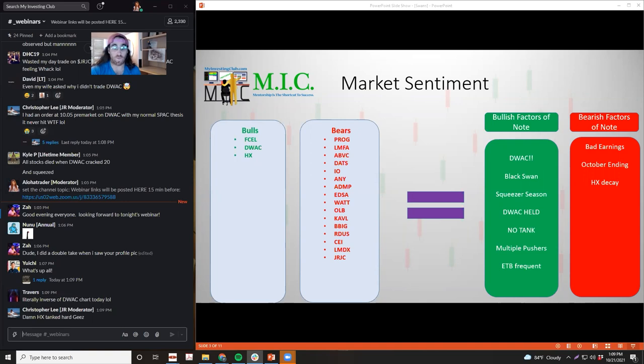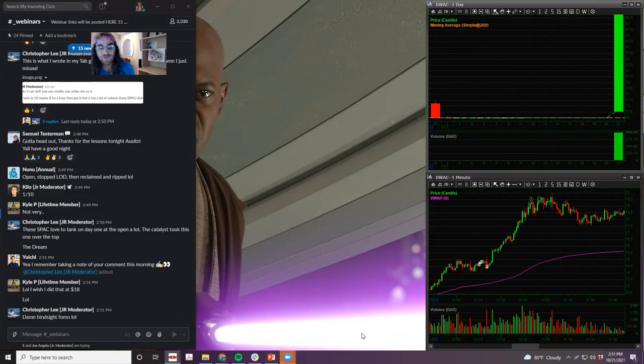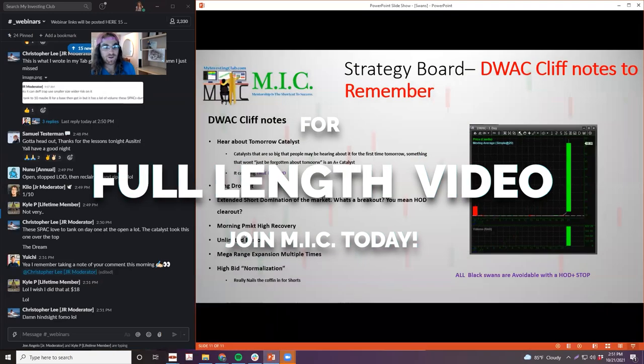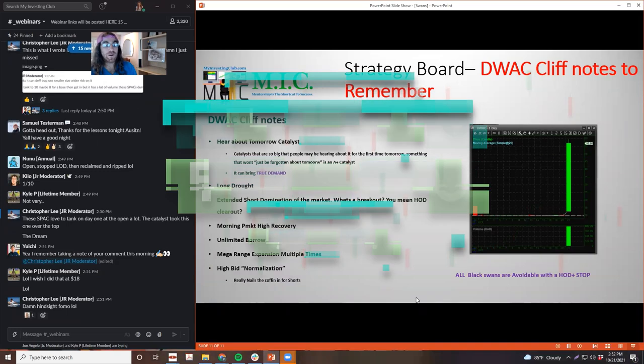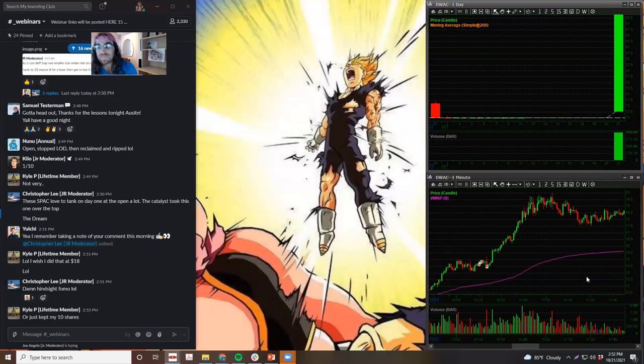If stocks hold their gains, then stocks in the future hold their gains, because people react to previous stocks holding their gains. So this is the range expansion. What else did I want to bring up? I wanted to bring up that morning. Yeah, that morning pre-market recovery, the mega range expansion multiple times. That's what leads this up.